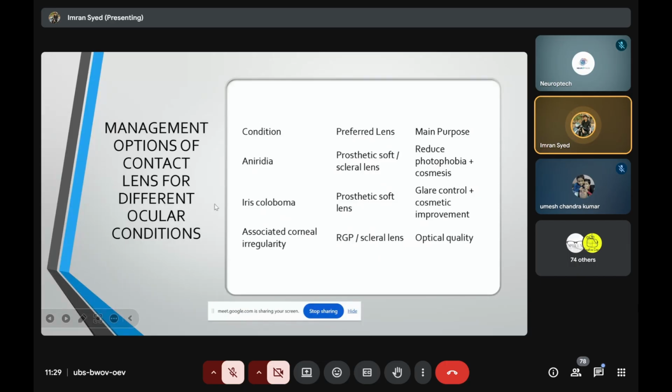In the case of iris coloboma also, you can prescribe prosthetic soft lenses, which is similar to aniridia, where you're controlling the glare and improving the cosmetic appeal. If there is any corneal irregularity in that condition, you'll prescribe RGPs or mini scleral lenses for improving the vision.